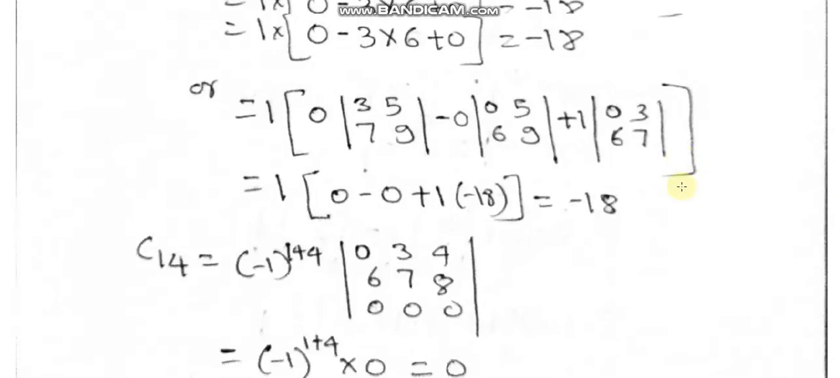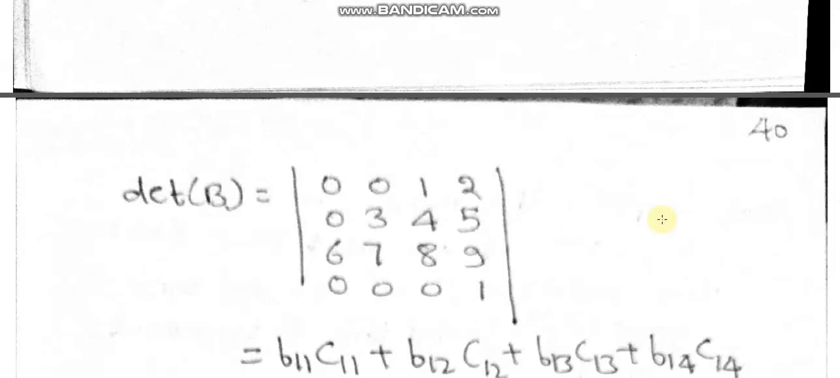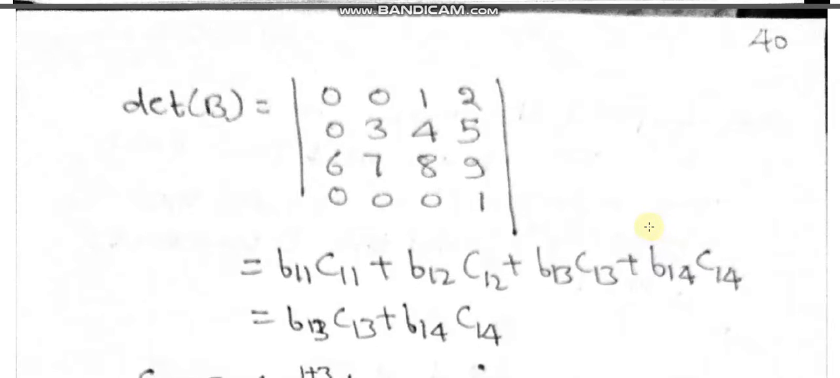So the second determinant B was also asked. So here this is your determinant B. What will be the cofactors? The cofactors for the first row, as they had asked. So B11 C11, B12 C12, B13 C13 and B14 C14. In that you can observe that B11 and B12 are 0.